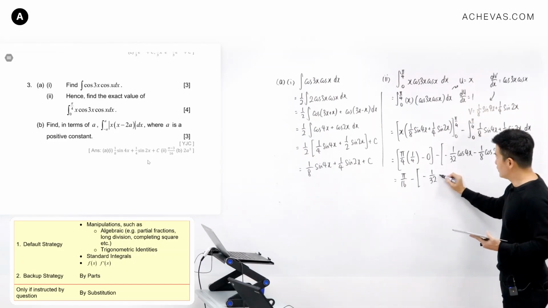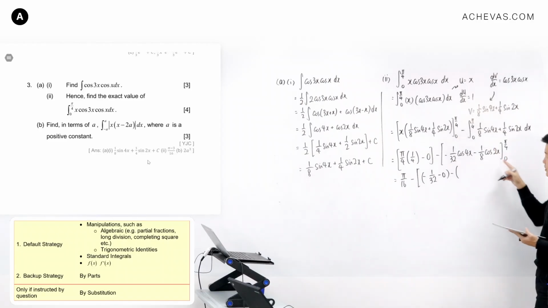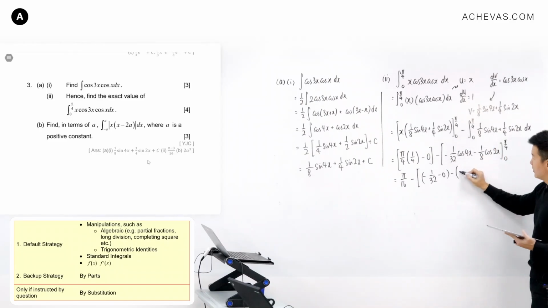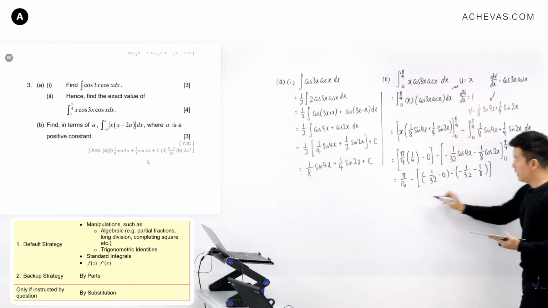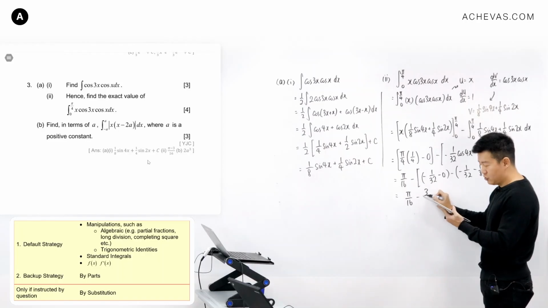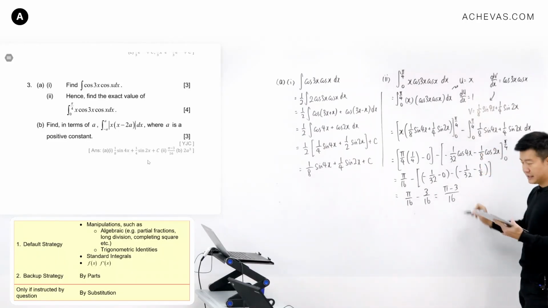So the first term is going to be this. Then minus away, substituting 0 in, cosine 0 is 1. So here we have a minus 1 over 32. Cosine 0 is 1, minus 1 over 8. And if you were to evaluate this, you're going to get a pi over 16 minus 3 over 16, or we can also write this as pi minus 3 over 16.